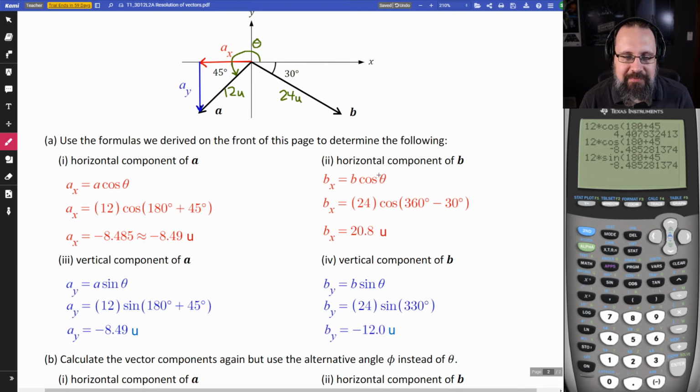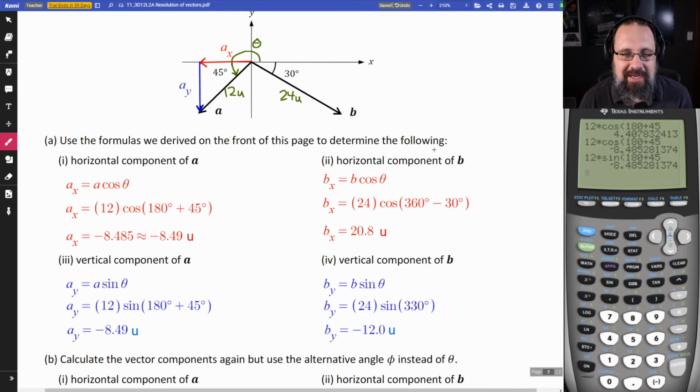Here's what you should have got for the answers to the horizontal and vertical components of b. One thing that you'll notice is the angle theta. What I did is I did 360 minus 30. I just thought if I went all the way around the circle to here, that's 360, and then I just subtract 30.